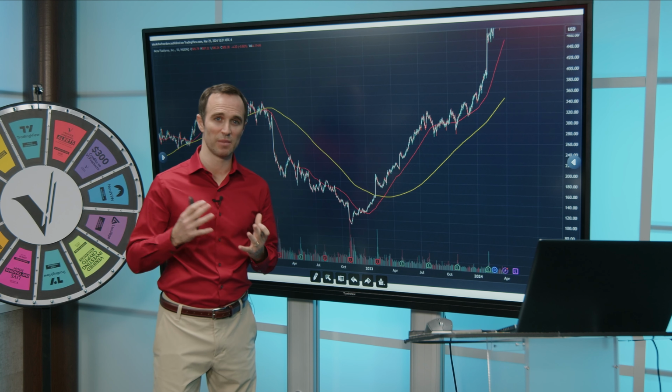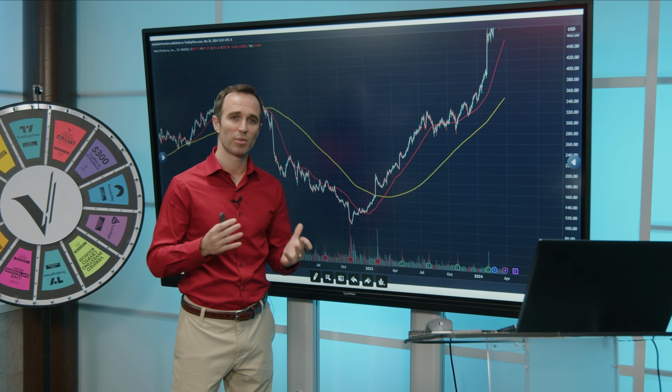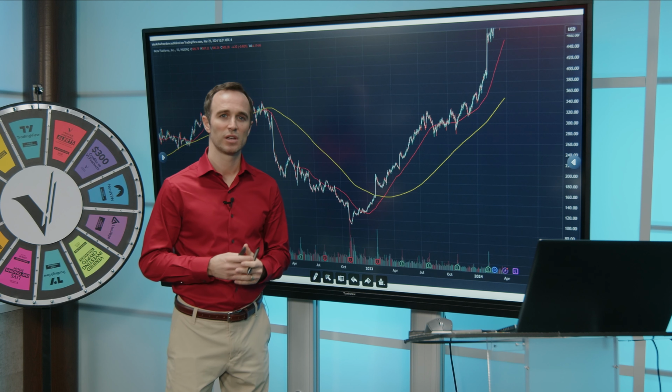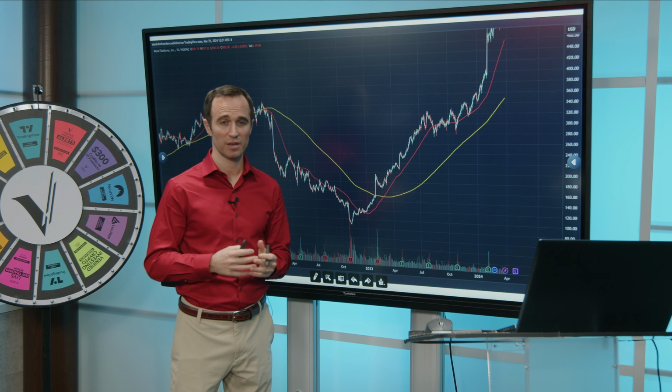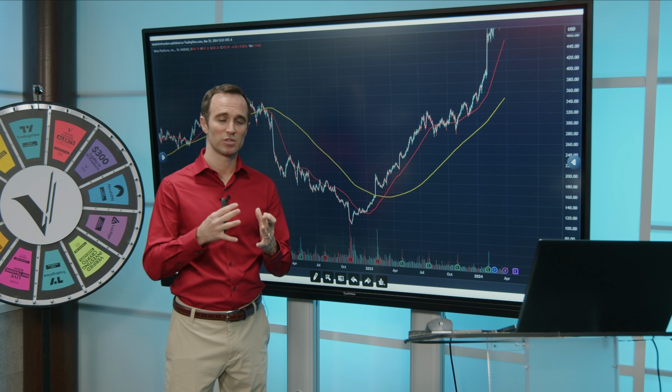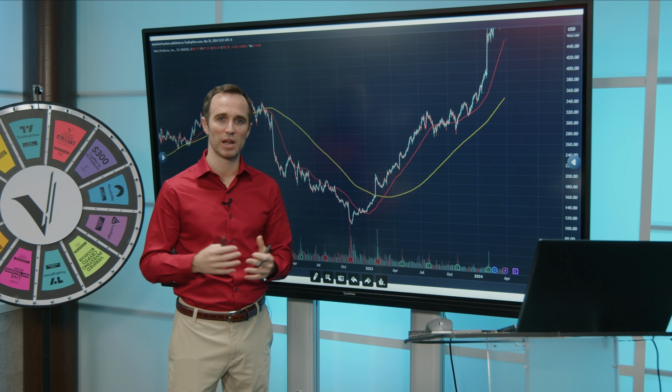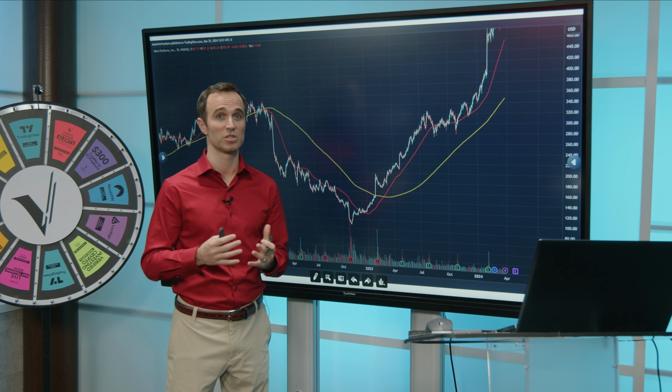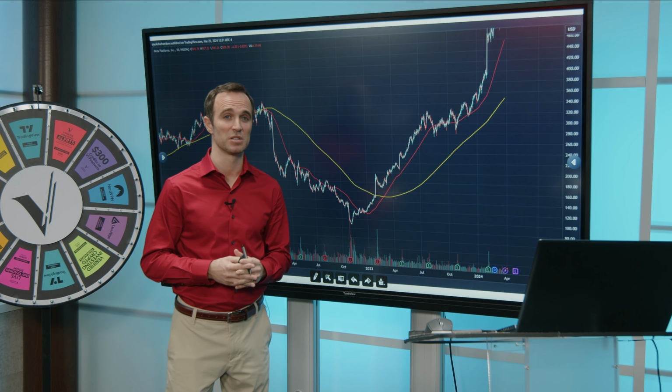I hope this makes sense to you. Go back, practice this, go through your charts. Moving averages are not perfect, but as you start to put these trend lines and moving averages and Fibonacci levels together, you can really start to see how powerful it is in the markets.